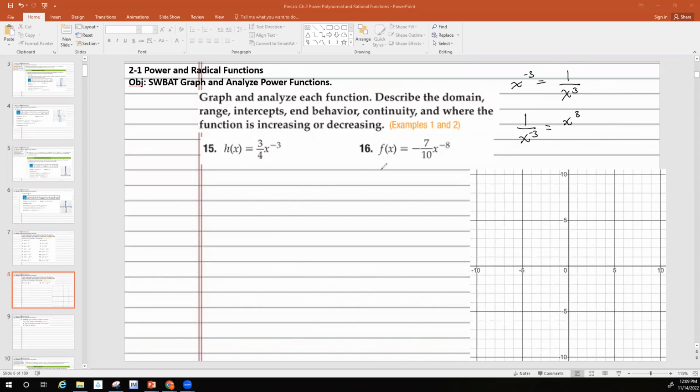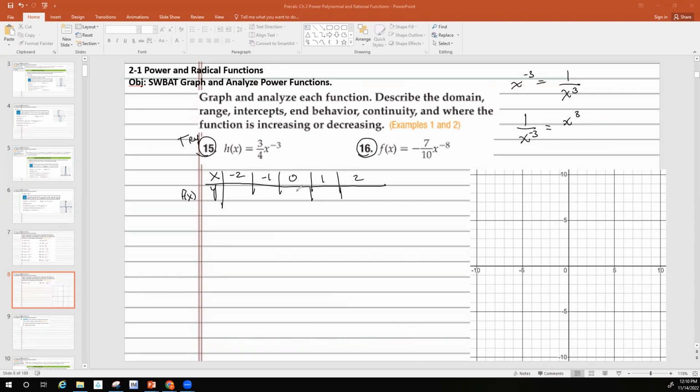All right, so let's look at 16. If you want to try 15, feel free to. We're going to do the same thing. 1, 2, 3, 4, 5. So we have -2, -1, 0, 1, and 2.